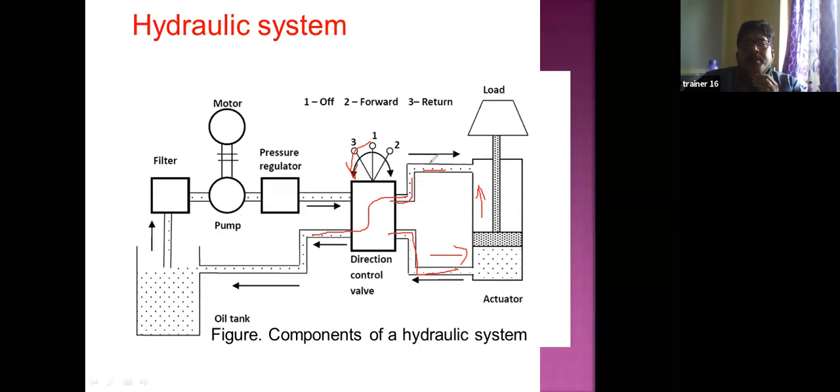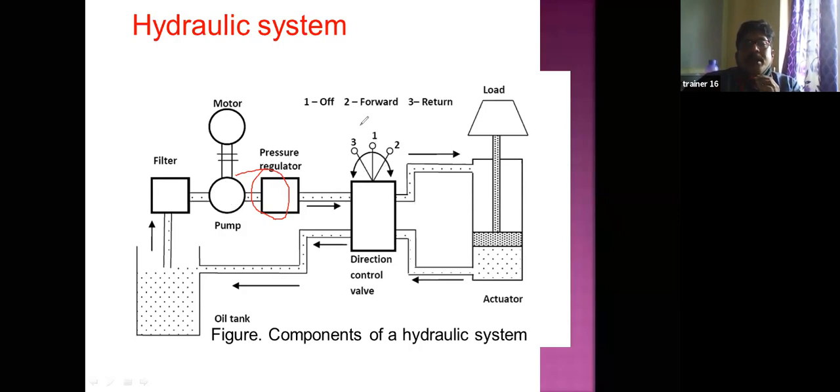Do you understand? Again, I'm repeating. All of you listen clearly. Here, this is the oil tank. The electric motor drives the pump. In the filter, any impurities in the oil will be filtered. And then from the pump, the liquid is pumped. Again the pressure regulator is arranged here, and it regulates the pressure of the liquid. And then it enters the directional control valve.